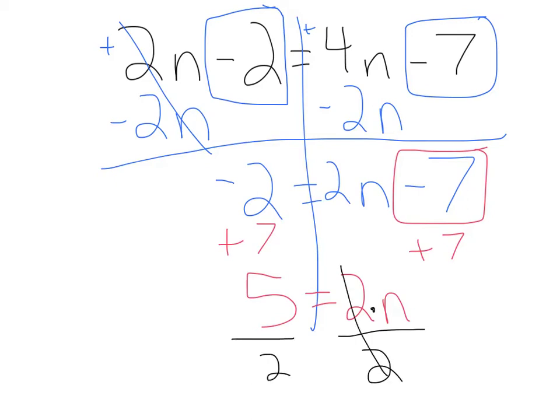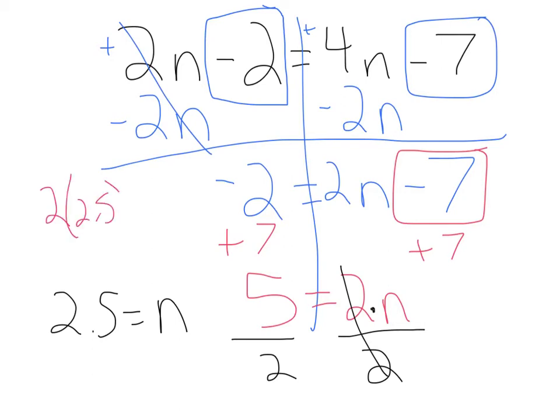Now I come over here and do the same thing. We're going to have a fraction or a decimal. I know most of you guys like decimals, so let's say 5 divided by 2 is 2.5 equals n. And really quick, I'm going to plug that number back into my original equation to make sure I'm correct. I'd say 2 times 2.5 minus 2 equals, I'm running out of space, 4 times 2.5 minus 7.